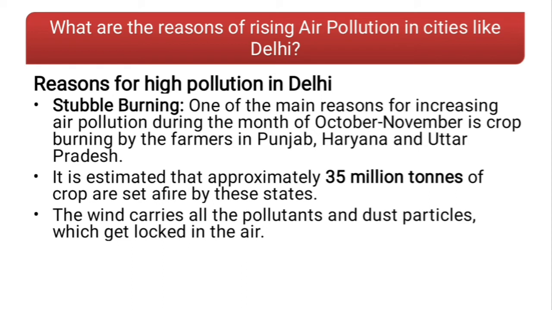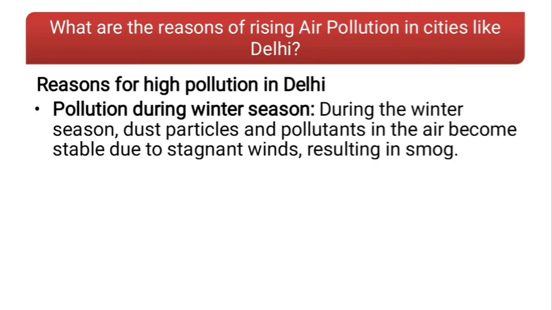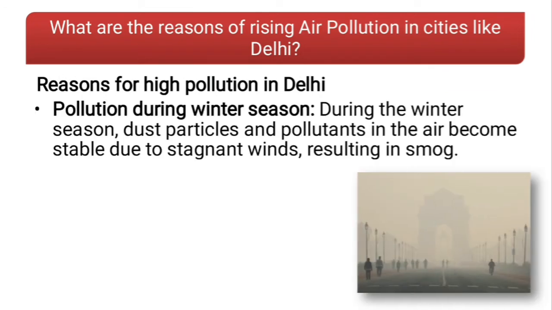So this doesn't end here. There are other reasons. Pollution during winter season. So this season particularly faces the problem. You will find that Delhi is in news many times in this month when there is a winter season. During winter season, dust particles and the pollutants in air become stable due to the stagnant winds, resulting in smog. So smog is a major problem in accidents also, because a person cannot see when there is smog on the roads.